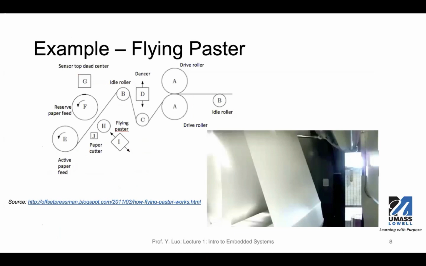Okay, so here is an example. It's the flying pastor example. The flying pastor is a machine that's used for high-speed, high-volume printing. If you're interested, you can click this link to look at the explanation of the flying pastors. Essentially, I will show you a video after this one, but what you are seeing here is really a machinery in a printing house.